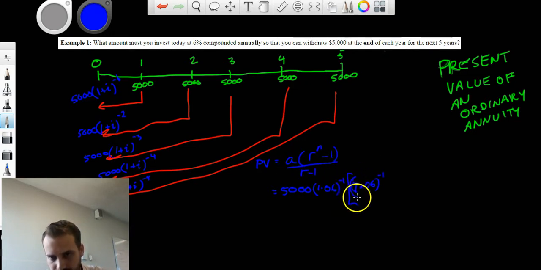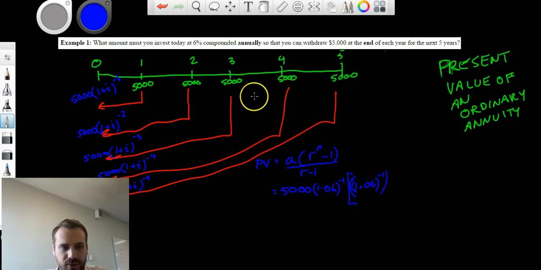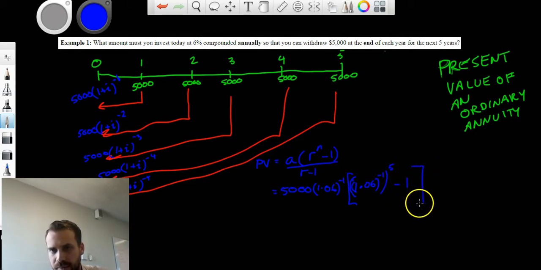Now we need to put a second set of brackets here, because then we're going to raise that to the power of n, the number of terms. And there are 1, 2, 3, 4, 5 terms here. And then we're going to subtract 1. Okay, you can see it gets to be a bit of a mess here. But all of this stuff in the square brackets is this bit here. The common ratio, each one is being multiplied by 1.06 to the power of negative 1. That's our common ratio. But then that common ratio needs to be raised to the number of times, and that's 5. The fun doesn't stop there, though, because then we have R minus 1.